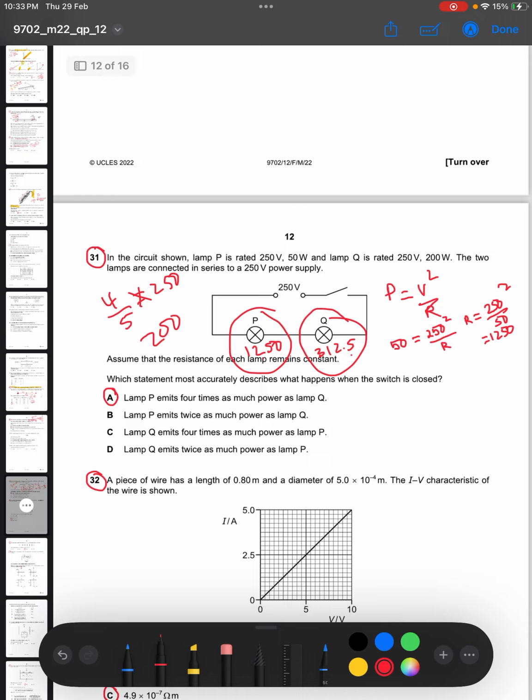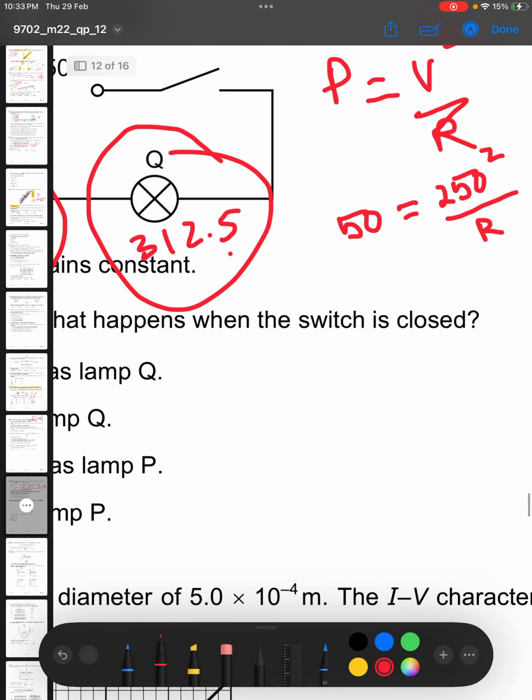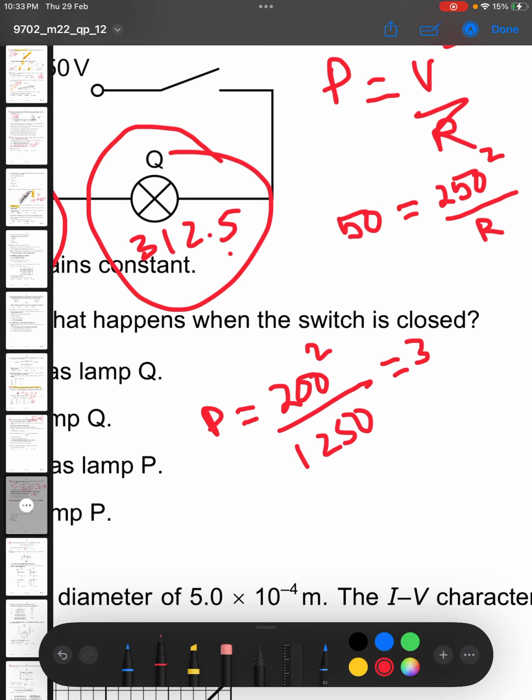So using that logic, now we want to know the power in this case. The power for P would then be the voltage, which we said is 200, squared, divided by its resistance, which is 1,250. So it would be 200 squared divided by 1250. This gives us 32. So that's the power dissipated by P.